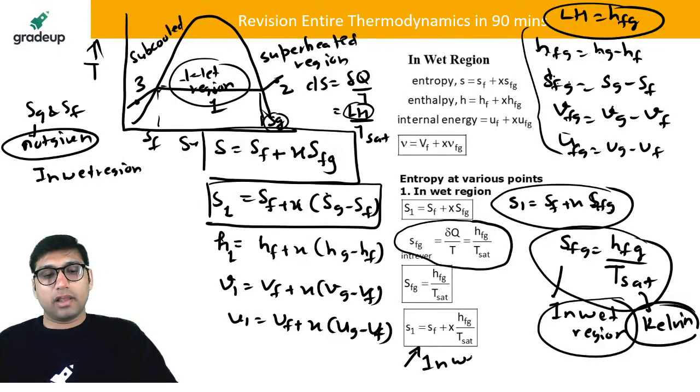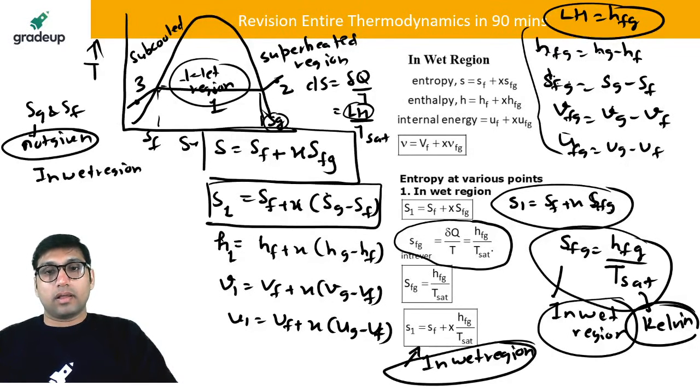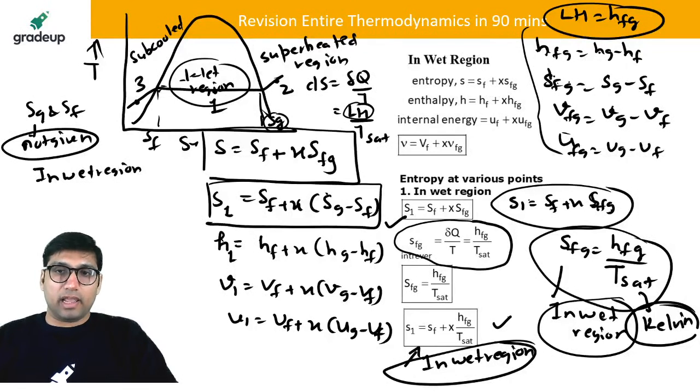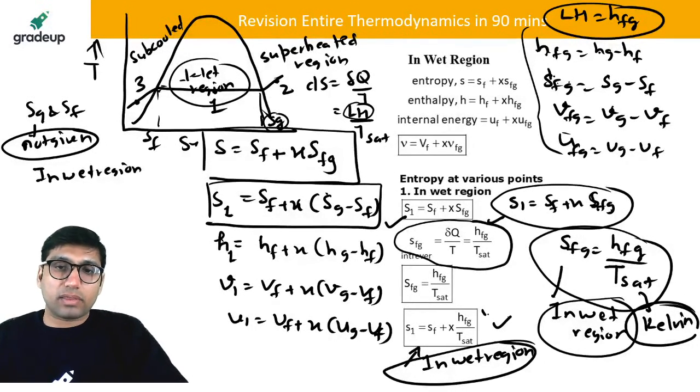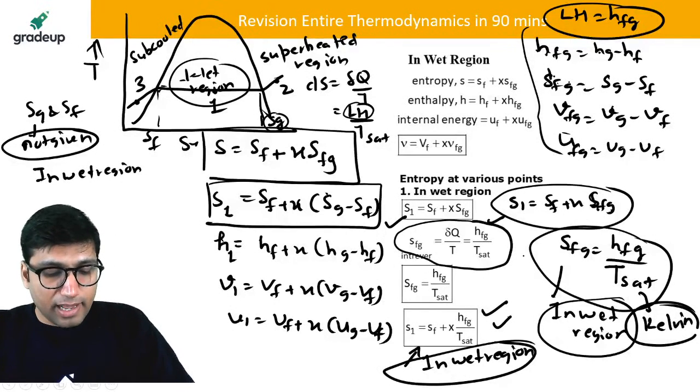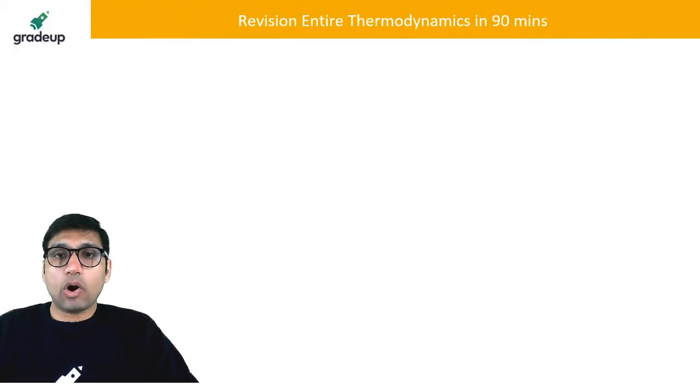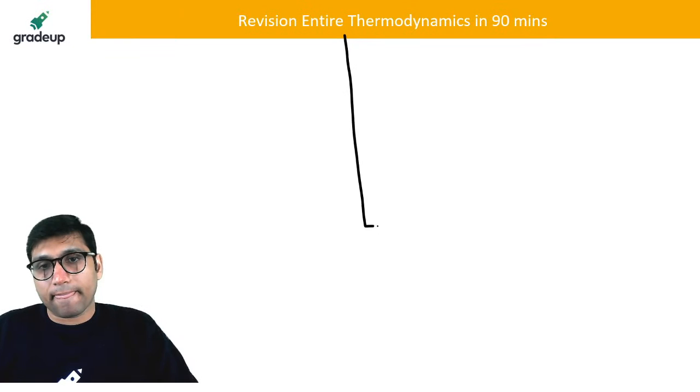In the wet region, you can find the entropy by using this relation and this relation. Both are important. If entropy is given for liquid and vapor, you can use this relation. If they are not given, you can use this relation. Clear to everyone? Now comes a very important part.